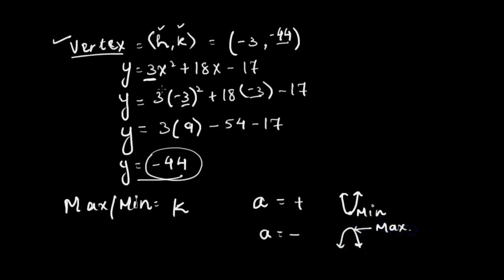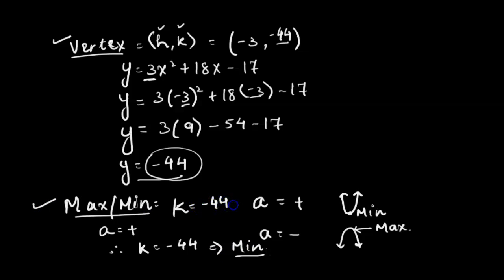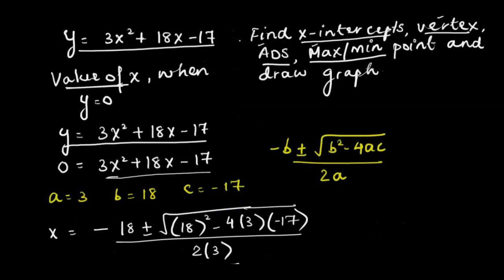As in this particular example, a is positive. Therefore, k equal to -44 is going to represent a min point. And we've got the max or min point as -44. So this is our max and min point. Now we have worked out all of these properties of the quadratic equation. All we have to do is just draw a graph.